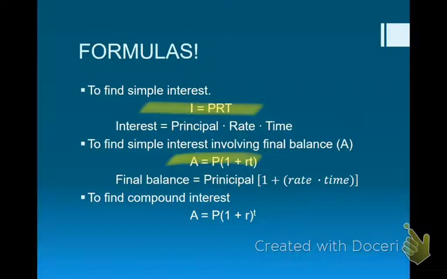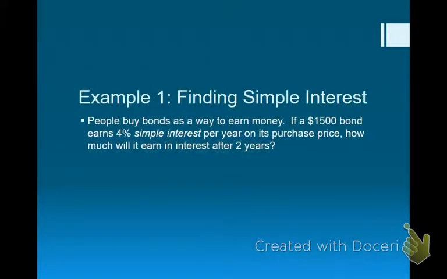The third formula is compound interest, and that's A equals P times 1 plus R to the power of T. All right, go ahead and write those three formulas down. So those are my three formulas. In example 1, we're doing simple interest, I equals PRT, where we use the formula to find the interest, and then we use that information to find the final balance.